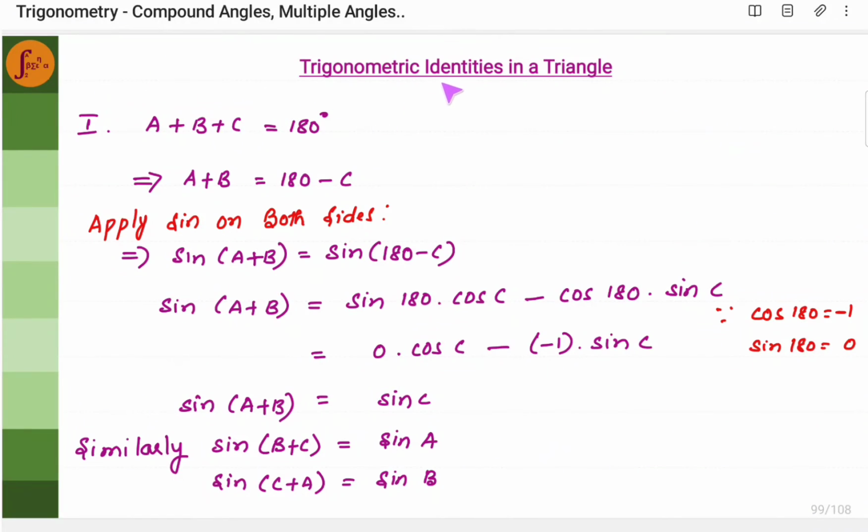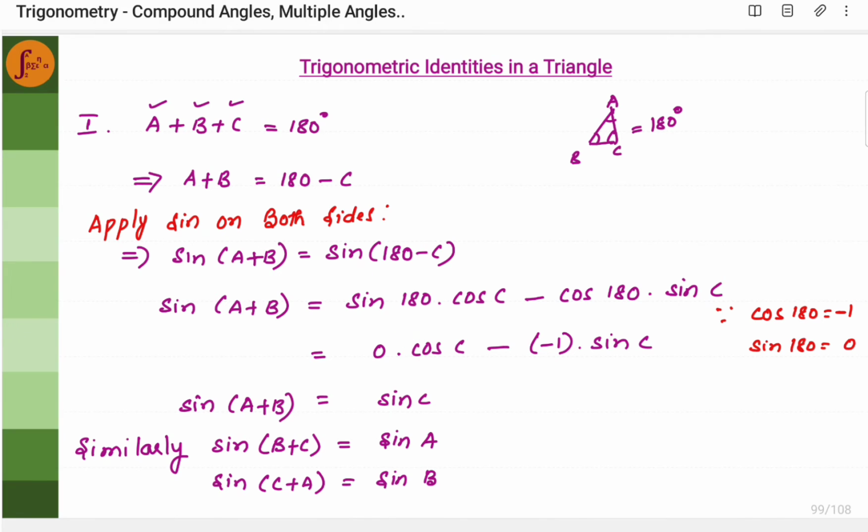Now let's go through trigonometric identities in a triangle. So if you have three angles in a triangle, say A, B, C. A, B, C are three angles in a triangle. Then the sum of these three angles is 180 degrees, right? In a triangle, the sum of all angles is 180 degrees. So assume that A, B, C are the angles. Now, which means A plus B is 180 minus C. Now you apply sine on both sides. So it will become sine(A plus B) and sine(180 minus C).